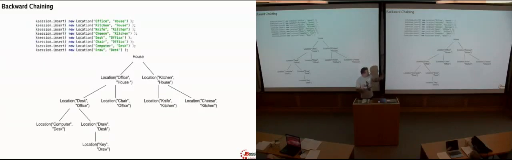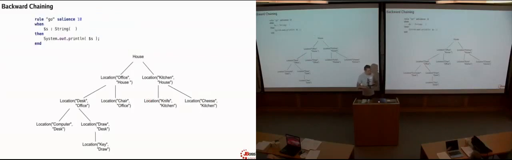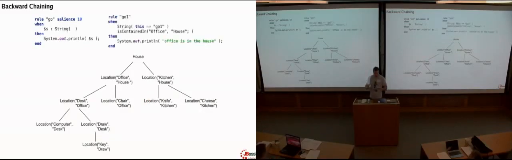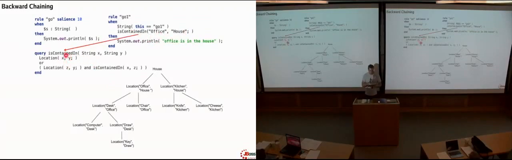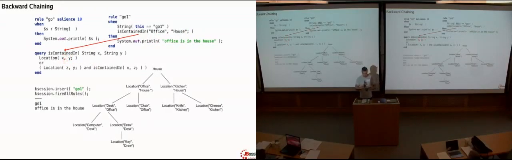I insert my graph. It's not exactly the same as the one you saw earlier, but it's the graph that matches this here. It's a simplified version of what's in the game. I have a rule, and I just want to print every string so I can see what's going on within the system. And go1 will simply say, is the office in the house? Here's a reminder of the is contained in query. And if I insert go, type file rules, go1, it will print out go1 because that is the rule that matches that and outputs it. And it will say the office is in the house because that also matched and fired.